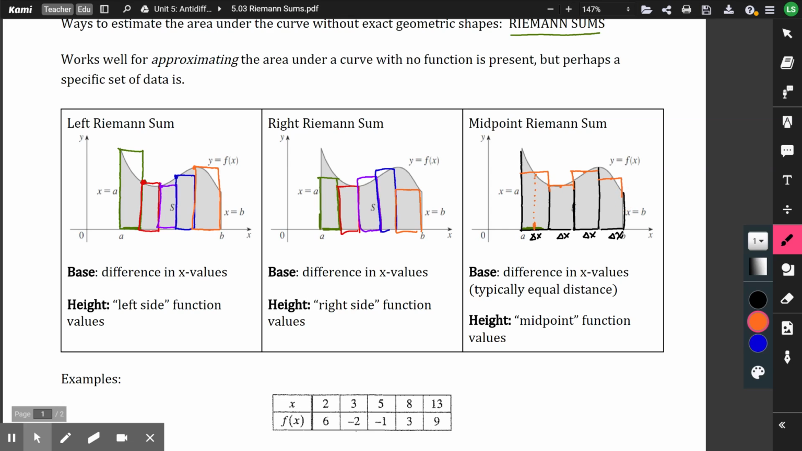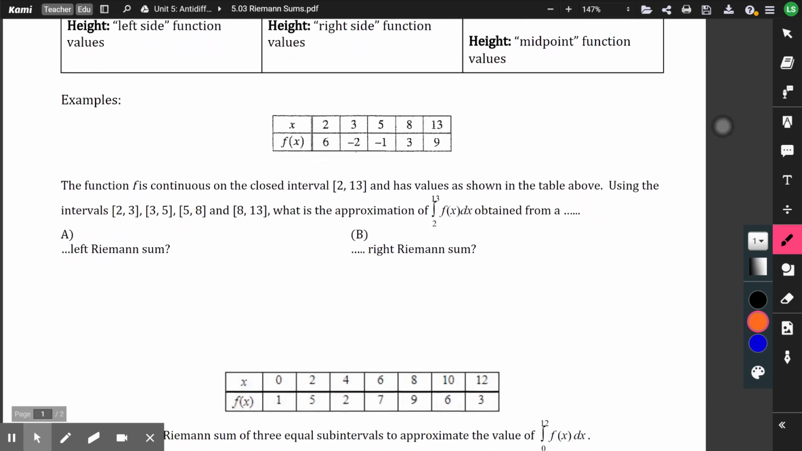So as you can see, a lot of these rectangles may overlap or underlap the area that it is given, or the area we're trying to approximate here, based on how the function moves and curves, and you'll see an analysis of when that might be over or under in just a moment. Right now, we're going to actually use some data to calculate or approximate the area underneath the curve.